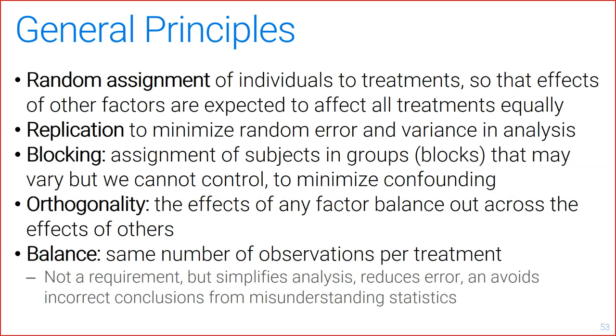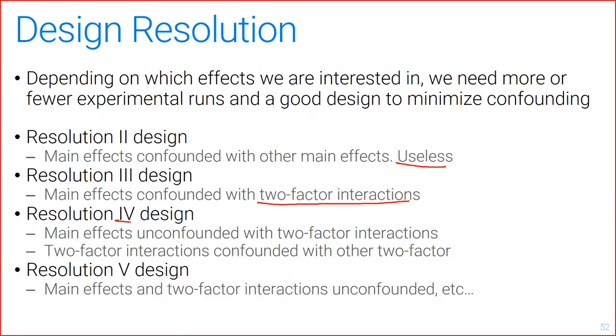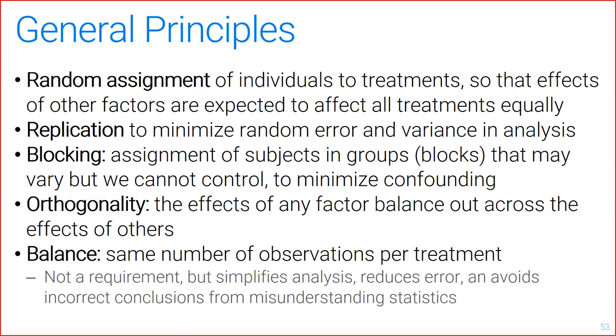So general principles, I'm not going to cover them, are random assignment of individuals to the treatments, replication of your experiment, blocking, orthogonality. So the specific way in which all these combinations are laid out in the table, they're made in a certain way such that the effects are orthogonal, and balance between observations. So you want to have the same number of observations per combination of treatments. I'm not going to cover this in detail. It's just general principles to know about.